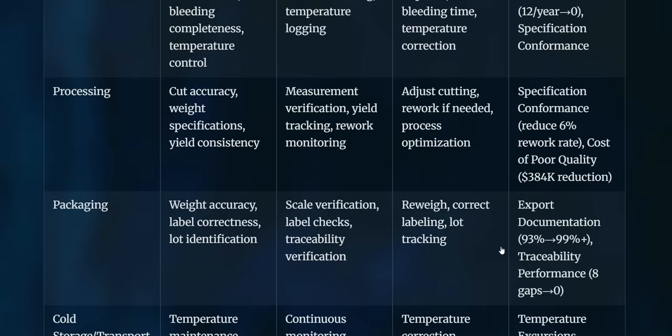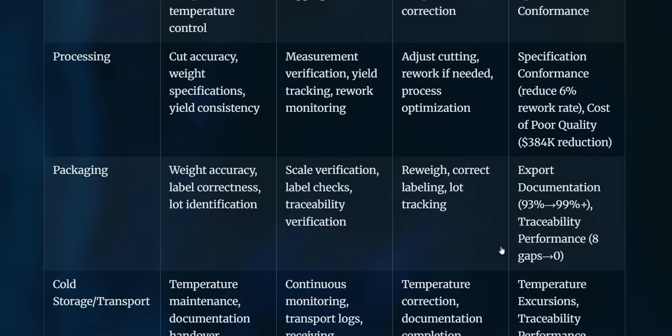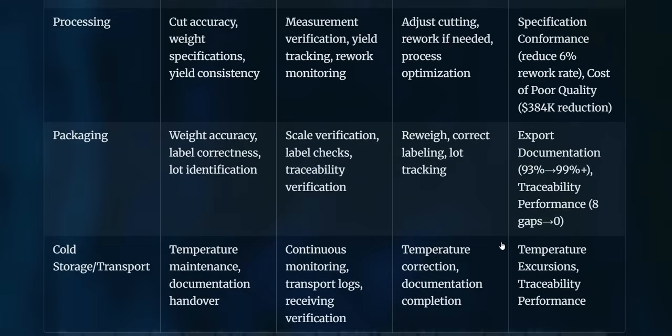The objectives we are addressing with this process include export documentation error, which we need to improve to 99%, and traceability performance. Currently, our organization is having 8 gaps per year and we want to eliminate them to 0 per year. The other process is cold storage and transportation.